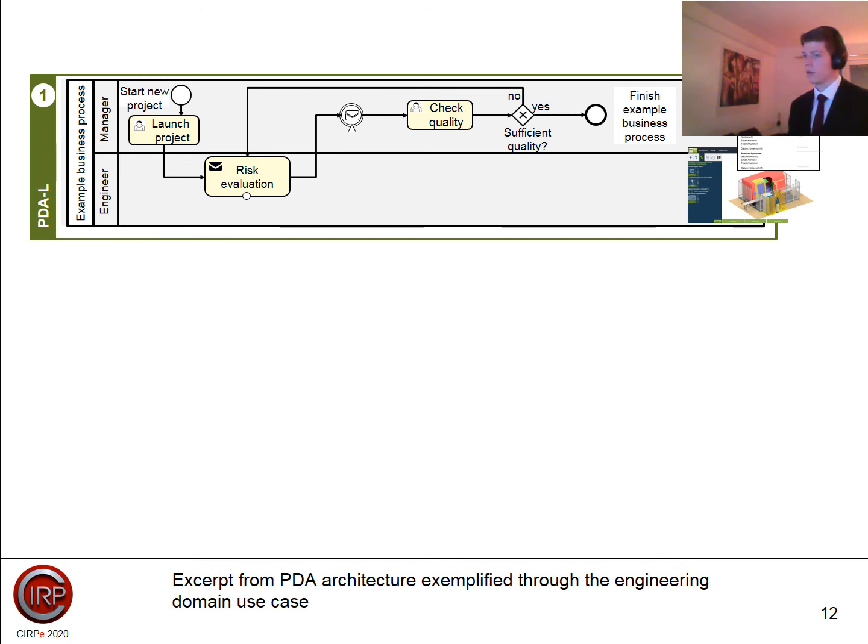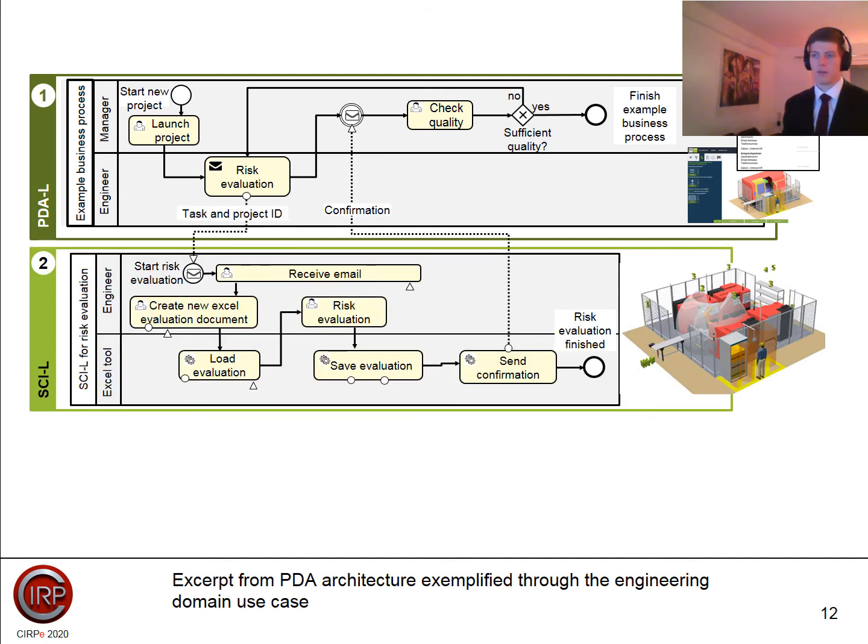So we take a risk assessment process. On the one hand, some manager triggers a process and the employee, so the engineer, has to do a risk assessment. Then this whole SCL layer connects to different tools. So in our case, what's common in engineering, we have an Excel tool.